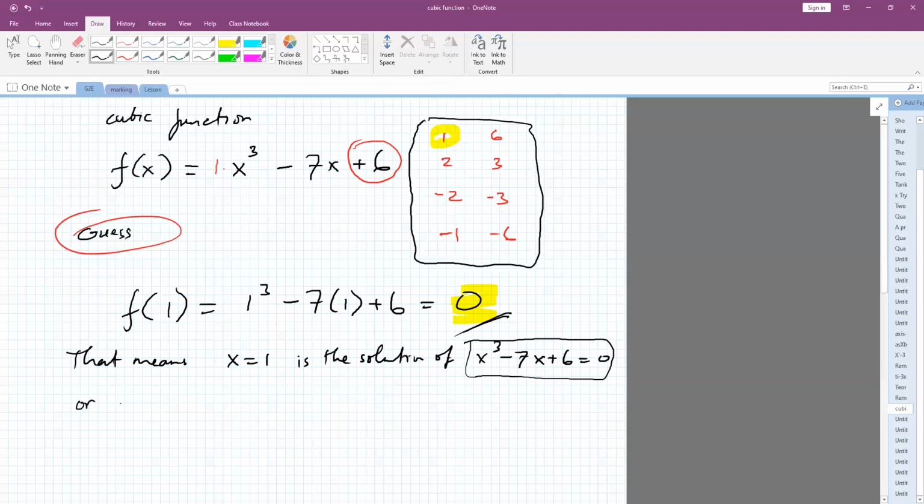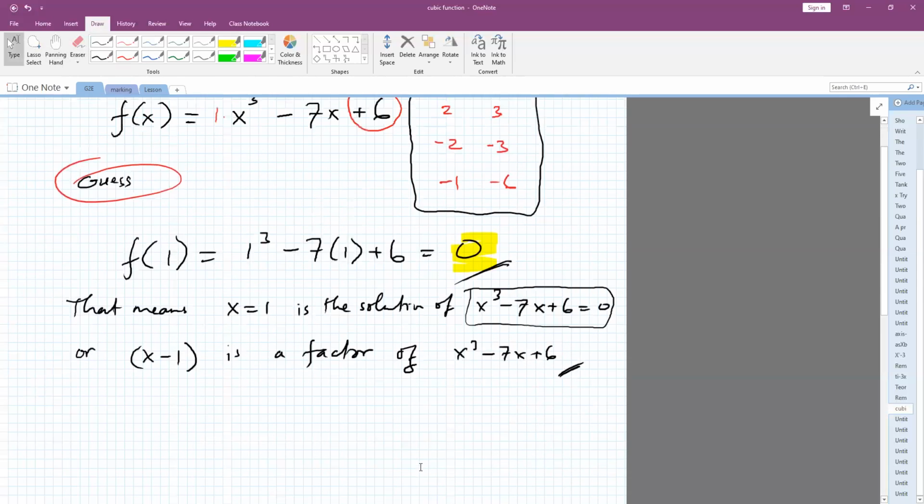Or, when you move this number to the left-hand side, x minus 1 equal to 0. So now you are looking at this term: x minus 1 is a factor of x cubed minus 7x plus 6.